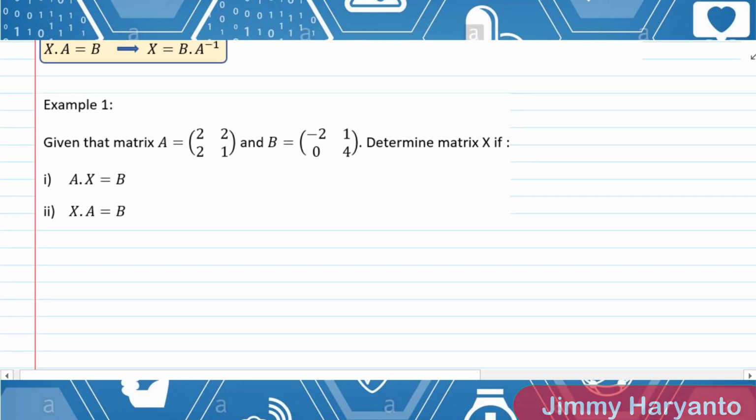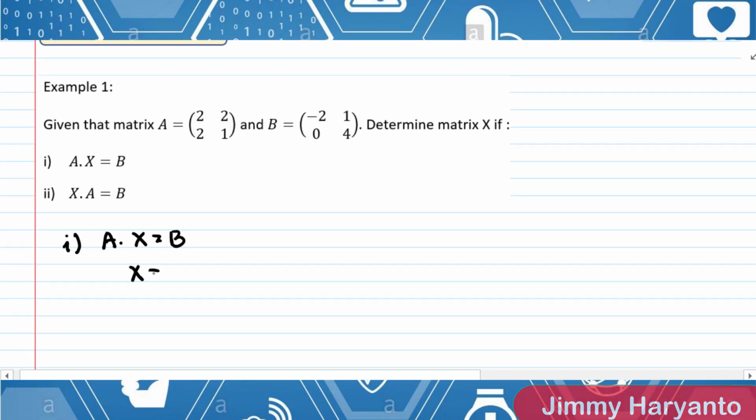For example 1, I have this matrix A equals to 2, 2, 2, 2, 2, 2, 1. And then for the B, it's negative 2, 1, 0, and 4. Determine the matrix X if A times X equals to B. So the first one is A times X equals to B. So to find the X, I want to move the A to the right side. So as you can see, the A is on the left of the X. So when I move to the right side, it will be on the left of the B also. But it will change into inverse times B, just like that.